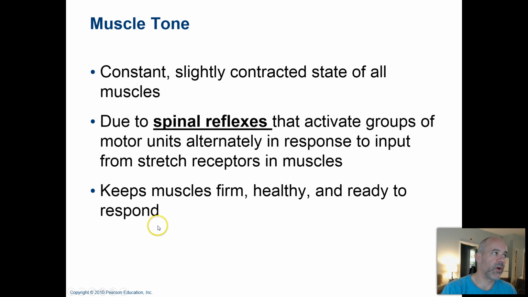So your skeletal muscles all have at least some tone. That's where the tonic part came from, isotonic. And that helps keep your muscles firm and healthy and also ready to respond. They're ready to contract. Different muscles have different amounts of tone, and tone here is not referring to, hey, I'm going to work out so my muscles will get tone and I'll look good in a swimsuit. That's not what we're referring to here. It's not quite the same thing. But you have different amounts of tone in different muscles.